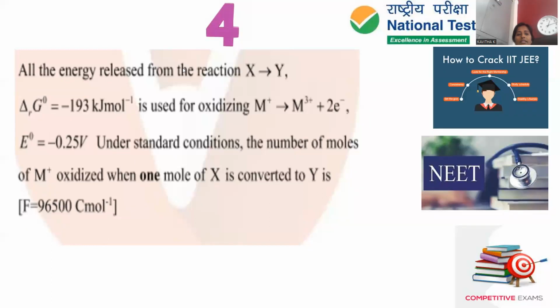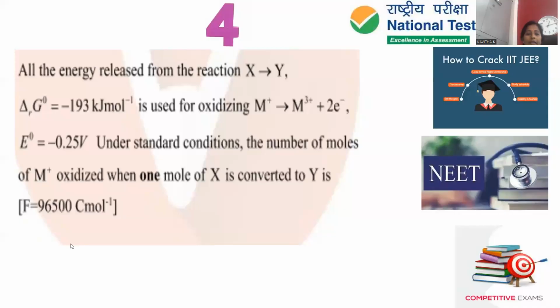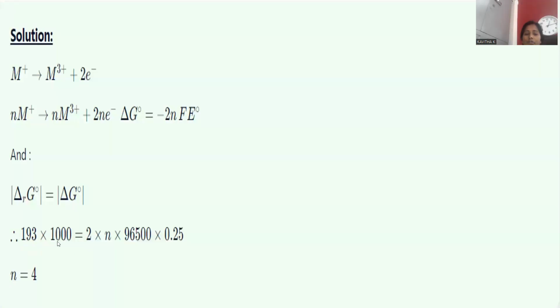Right. So here all the energy released is used for the number of moles of M plus oxidized when 1 mole is converted into Y, under the standard condition. How many moles? So the number of moles is to be calculated. Here the requirement is the calculation of the N value, so that delta G value is known to you. Delta G value is provided as 193 kilojoules, so let me convert kilojoules into joules: 193 multiplied by 1000. So that is equal to minus of 2N F E naught.